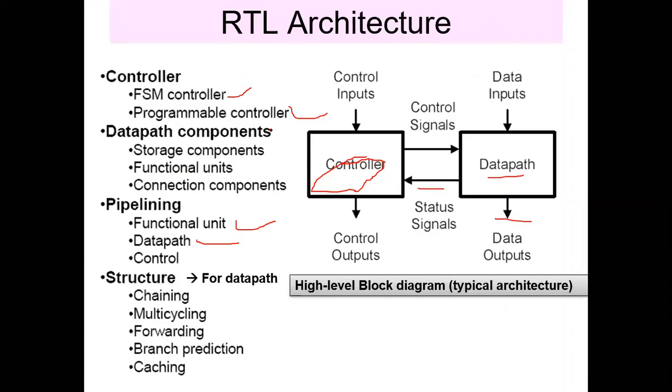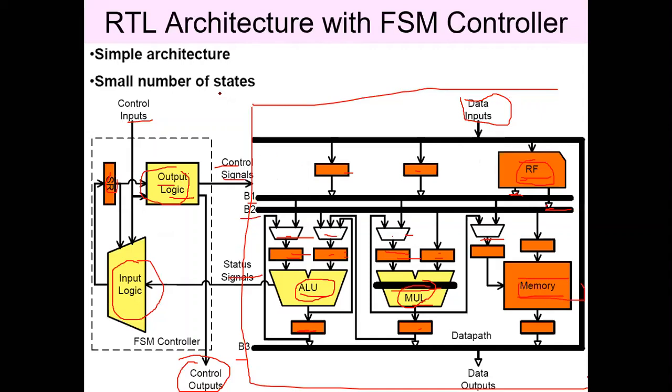The controller will generate the control outputs based on the control inputs. The control signals to the data path will be generated by the controller. And the data path, based on the control signal, can process the data input and generate the data output and the status signal back to the controller. So this controller can be an FSM based controller or a programmable controller.